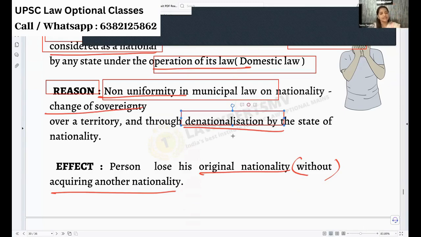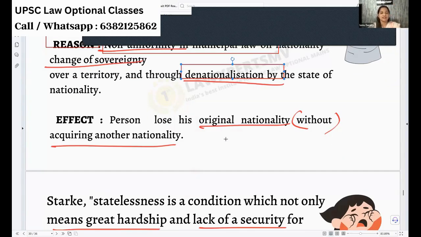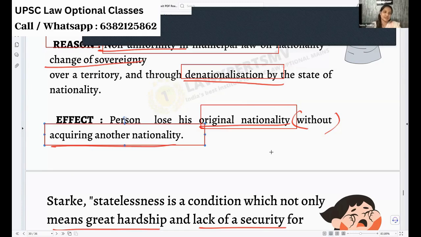Okay. The effect of statelessness is that they will not have the nationality of any state. Say, for example, they lose their original nationality without acquiring another nation's nationality, then they are stateless as well. That's why we have a convention telling that you cannot lose your original nationality just before acquiring the other state's nationality. Article 5, Clause 1 of the convention that we saw earlier.